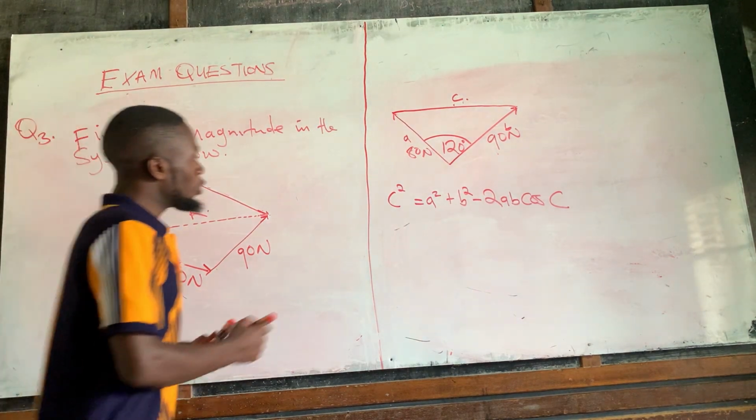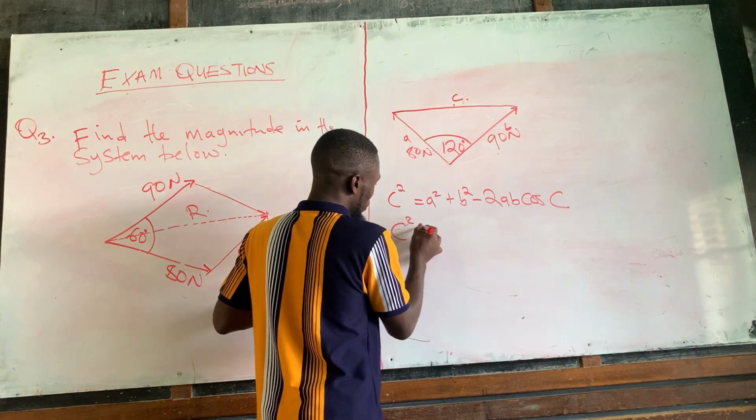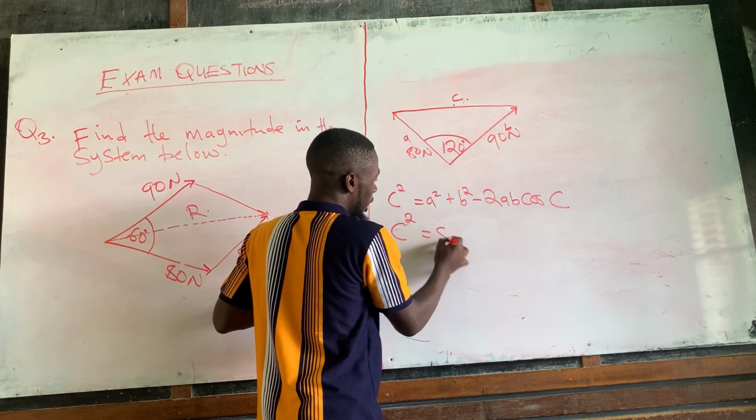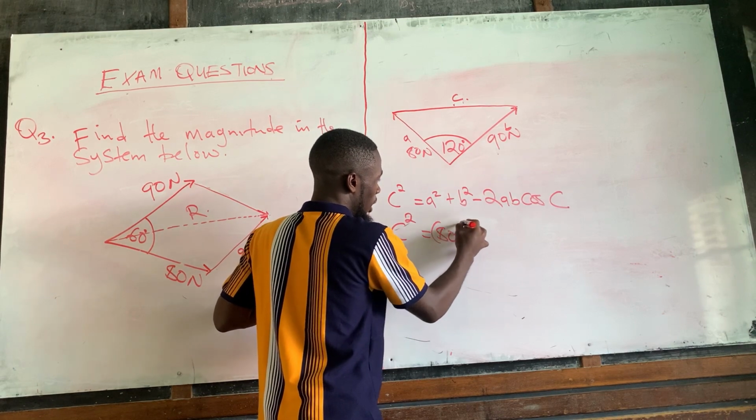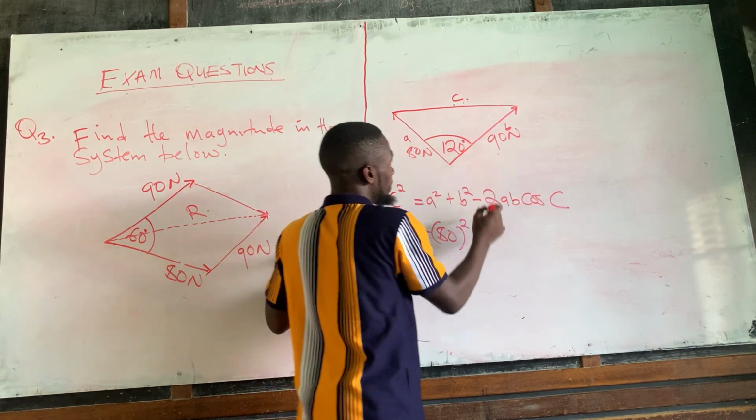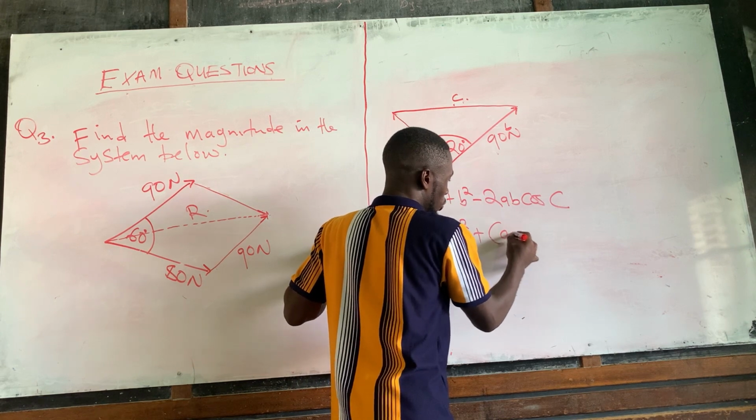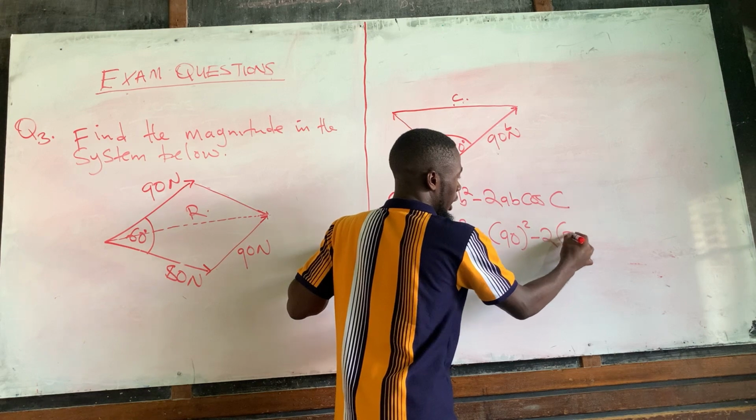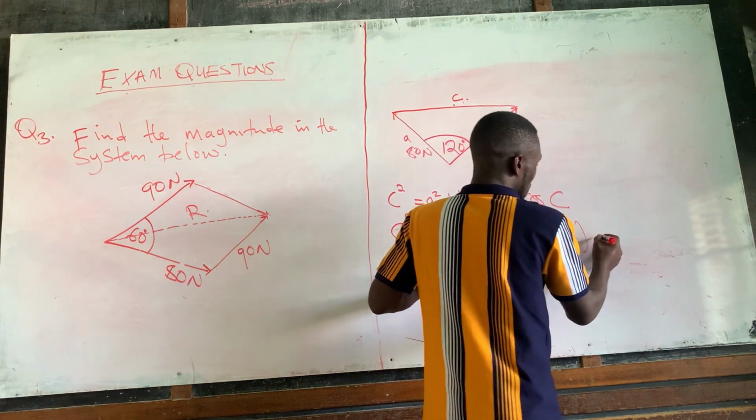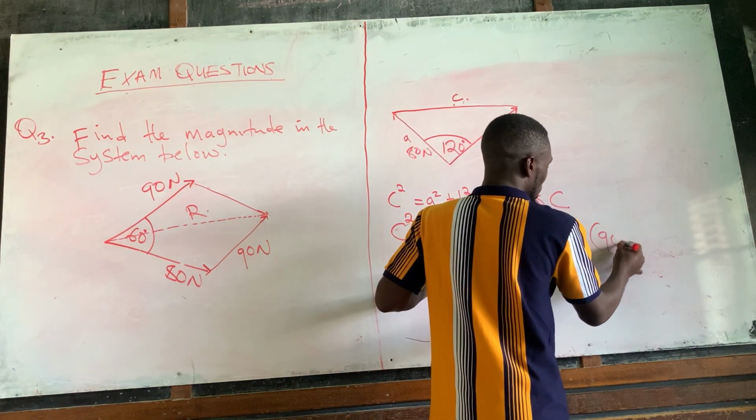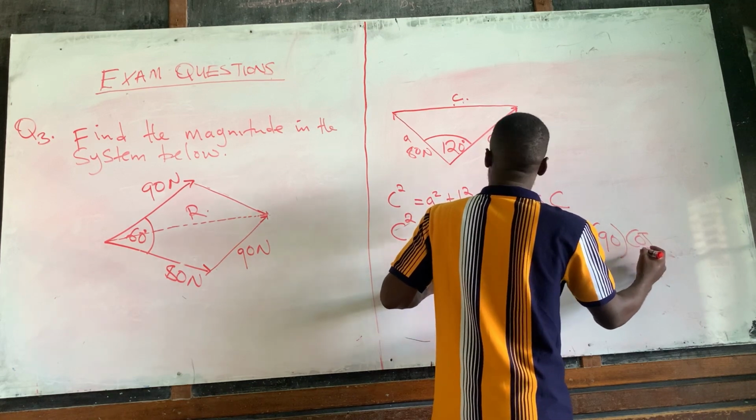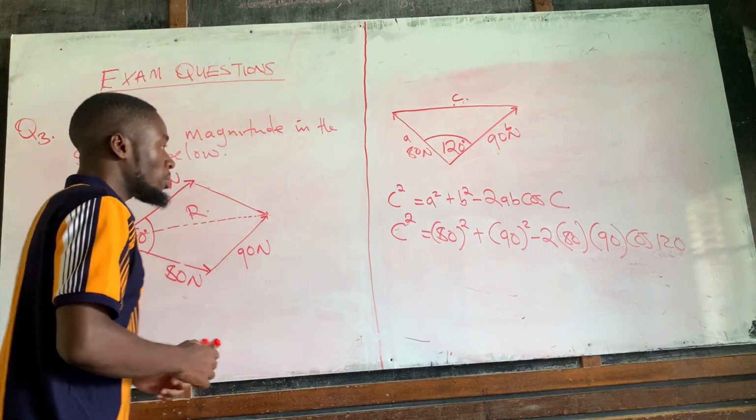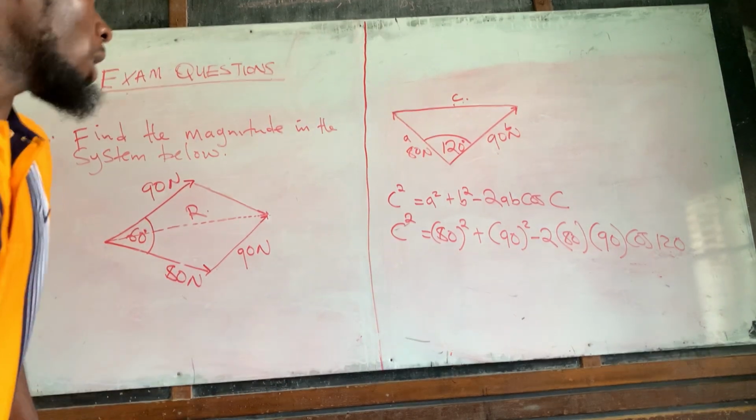So here, C squared equals A, which is 80, squared, plus B, which is 90, squared, minus 2 times A, which is 80, times B, which is 90, times cos C, which is 120. Okay. So now we can use the calculator there.